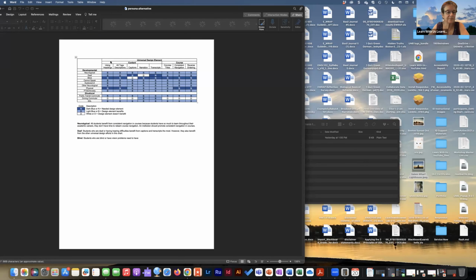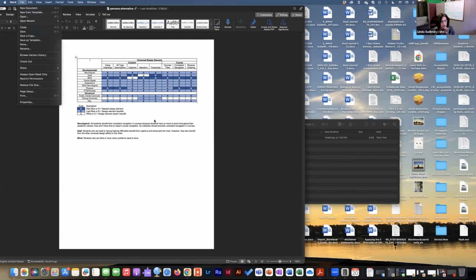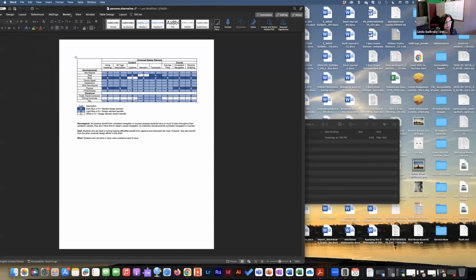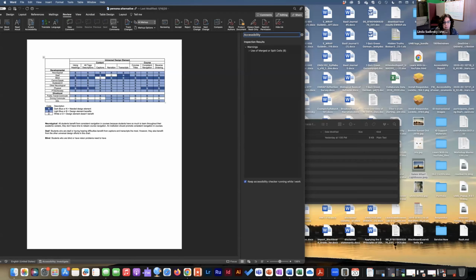Oh, there it is. Okay. So this is just something I had come up with for a project that I was working on, where I was trying to come up with different personas that represented various disabilities and what accommodative elements or universal design elements would be beneficial or not beneficial at all, or a needed element. So if I want to check the accessibility of this, I can go to Review and then Check Accessibility.